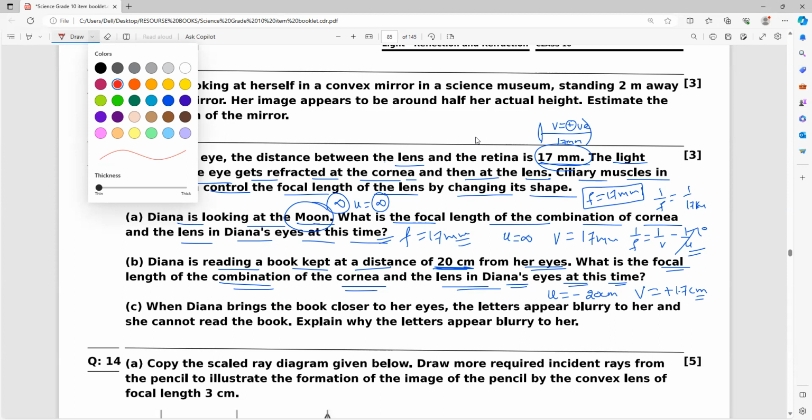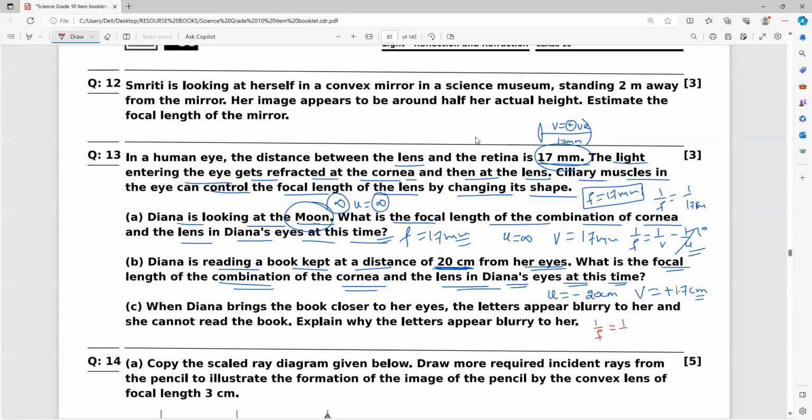They are asking for the focal length. So 1 by f is equal to 1 by v minus 1 by u. 1 by v is 1 by 1.7, minus of 1 by u, which is minus 20. So what is the LCM? I will write 1 by 1.7 as 10 by 17, and minus of minus is plus 1 by 20. I will take the LCM as 20 into 17. How much is it? 17 into 20 is 340.